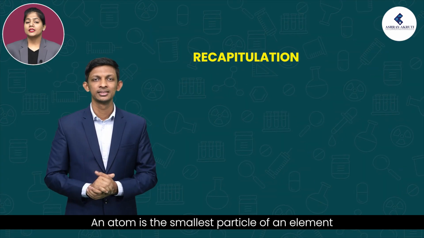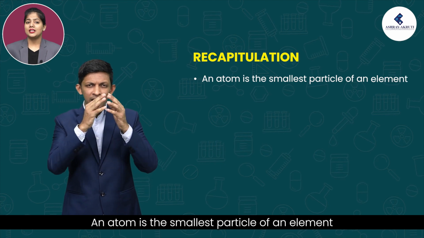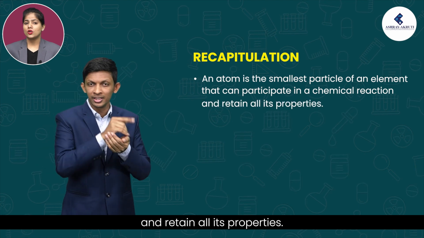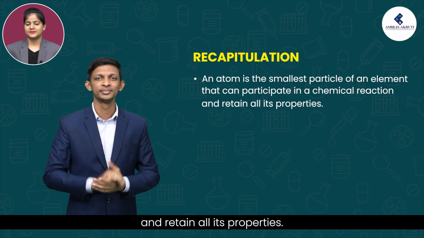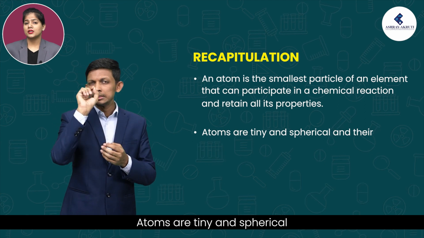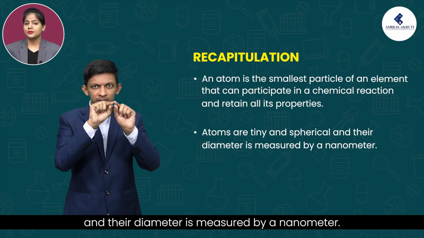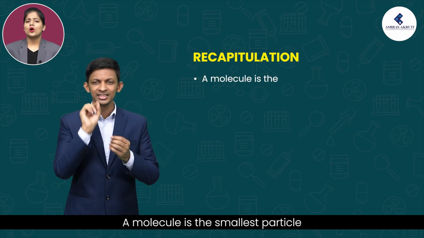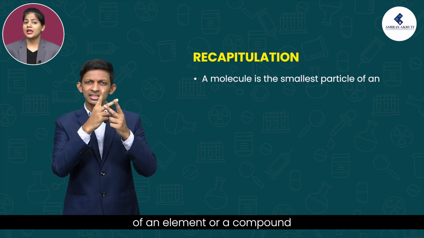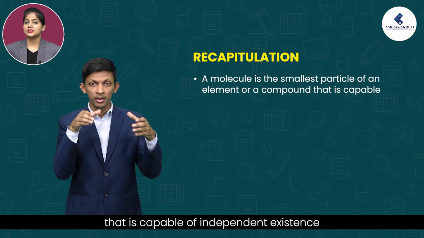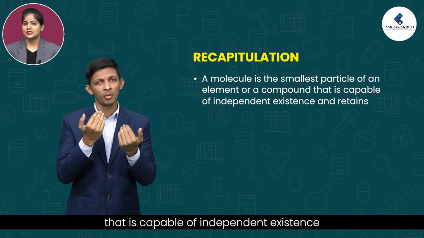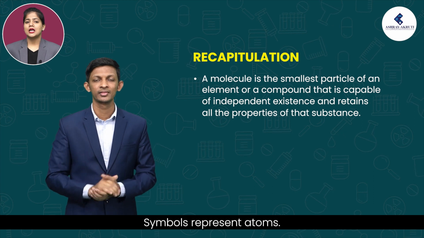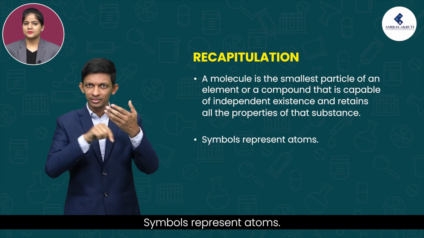Recall. An atom is the smallest particle of an element that can participate in a chemical reaction and retain all its properties. Atoms are tiny and spherical and their diameter is measured by a nanometer. A molecule is the smallest particle of an element or a compound that is capable of independent existence and retains all the properties of that substance. Symbols represent atoms.